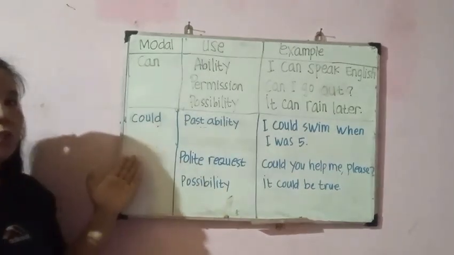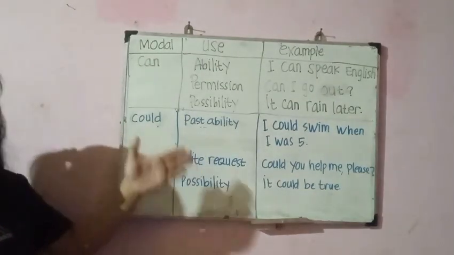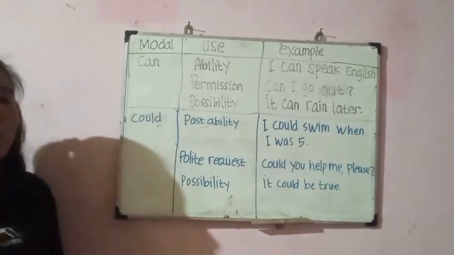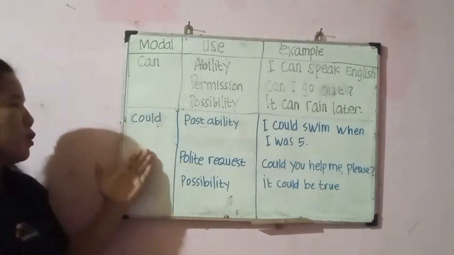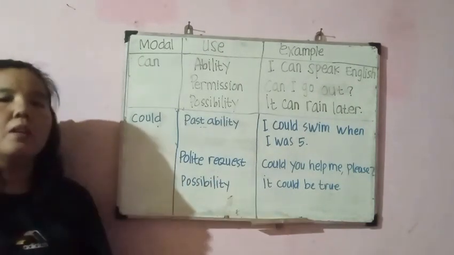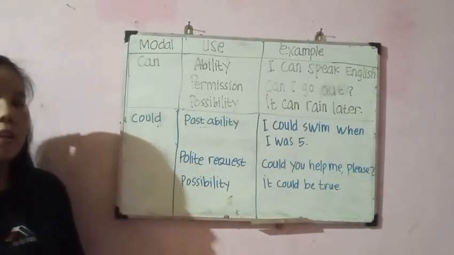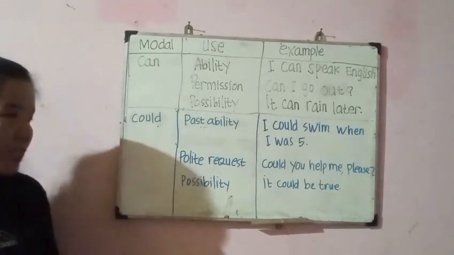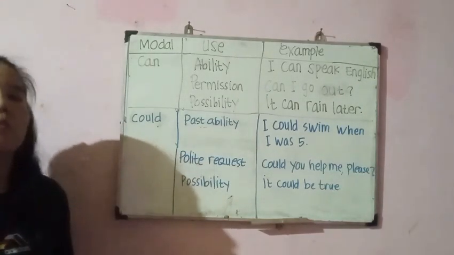And the second, we use modal could to talk about past ability. For example, I could swim when I was 5. And we use could to express polite request. For example, could you help me please? And we use could to talk about possibility. For example, it could be true.